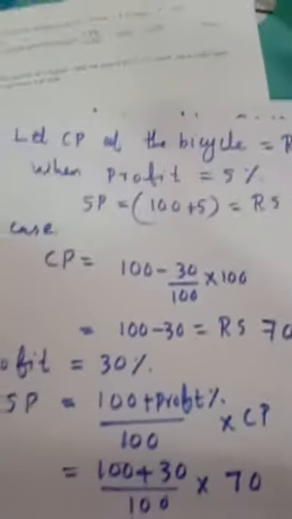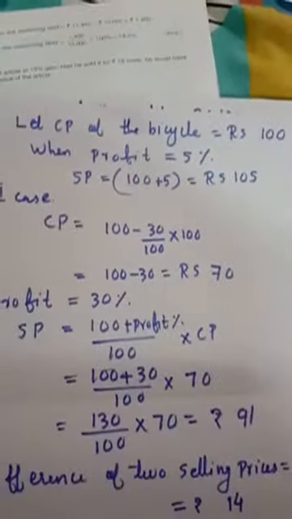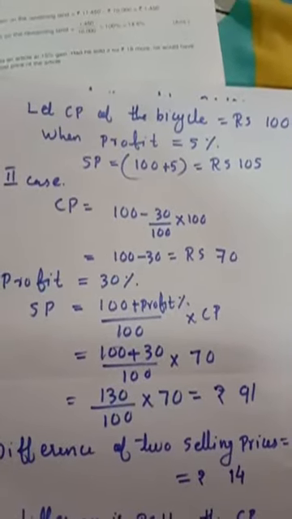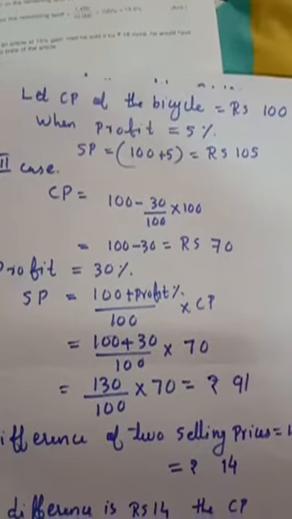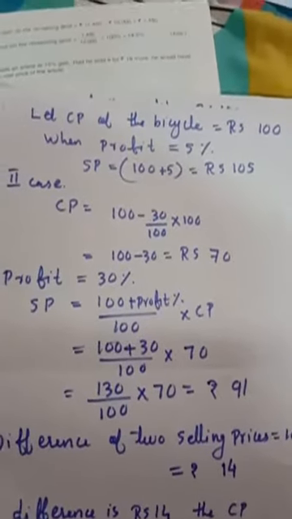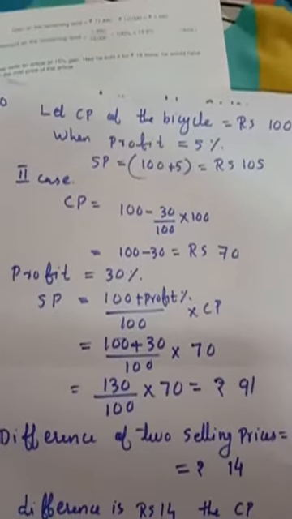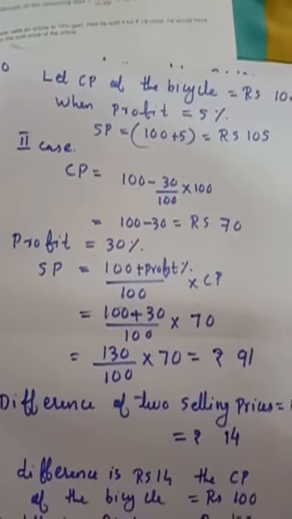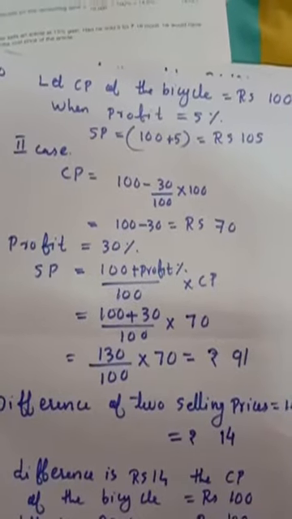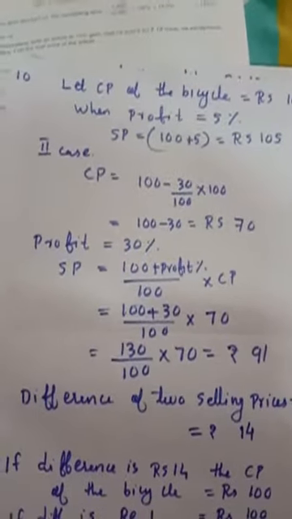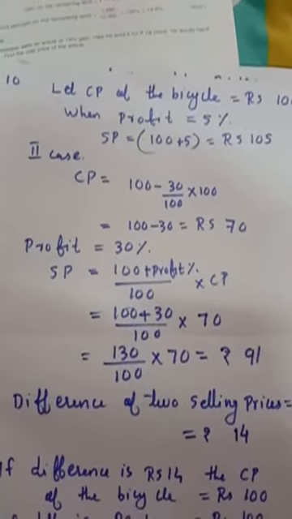First we don't know the CP, so let the CP of the bicycle be rupees 100. Then profit is 5%, you know. So what is the SP? Same as the previous question, 5% of 100 is 5. So 100 plus 5, 105. SP is 105. No need to apply the formula, we can find this directly. SP is rupees 105.